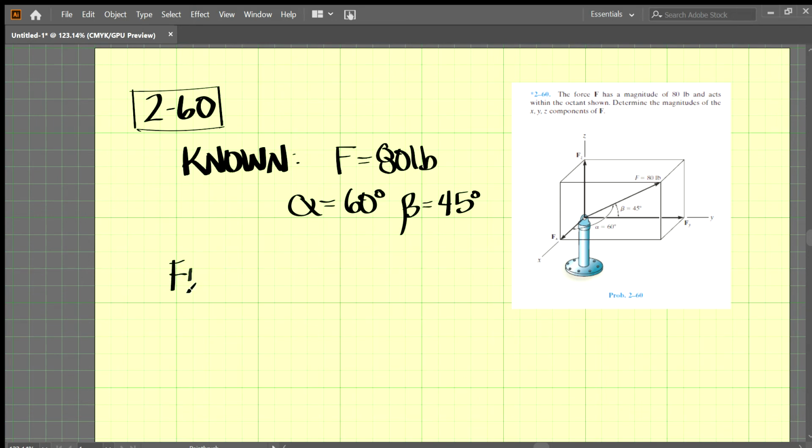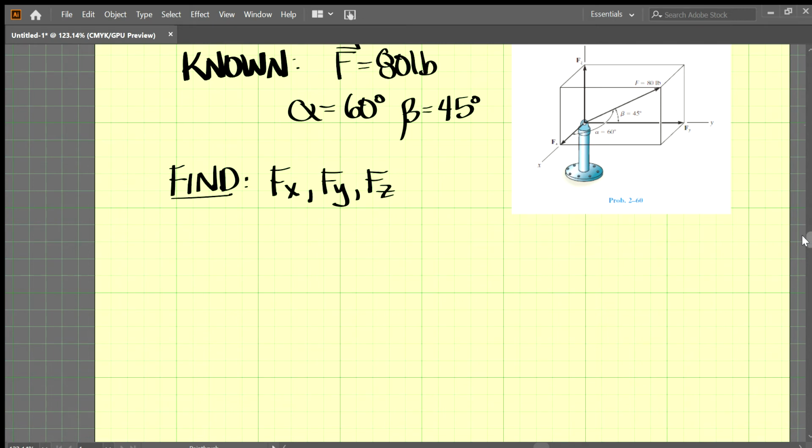So what are we finding? All those components, so Fx, Fy, and Fz. And if we add all these together, Fx, Fy, and Fz, we should get this force vector of 80 pounds. To make this a little more clear, I'm going to start my analysis by doing a simple example that hopefully makes this more understandable.